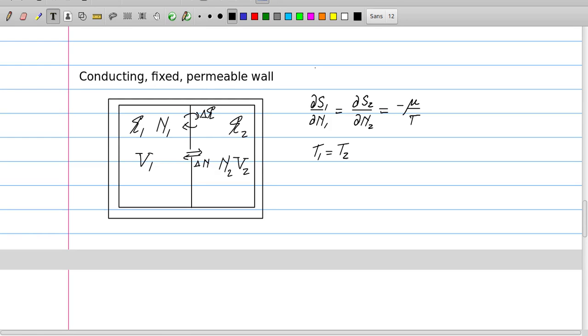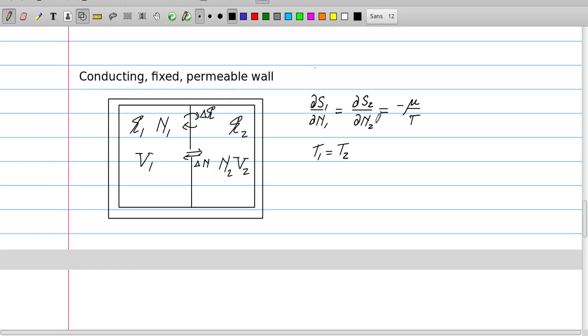Finally, we consider a system where the wall is again fixed, so there is no freedom in the volumes, but now we make a little hole in the walls, and so particles can move from left to right. So the n1 is an extra variable, and I can play the same game as before. And now we obtain the condition that dS1/dN1 is equal to dS2/dN2.